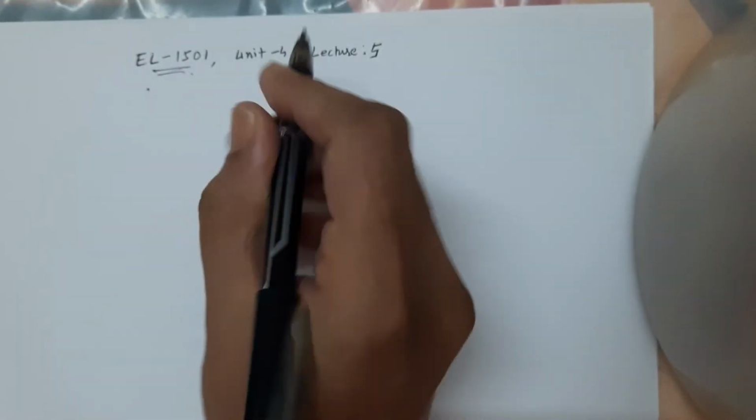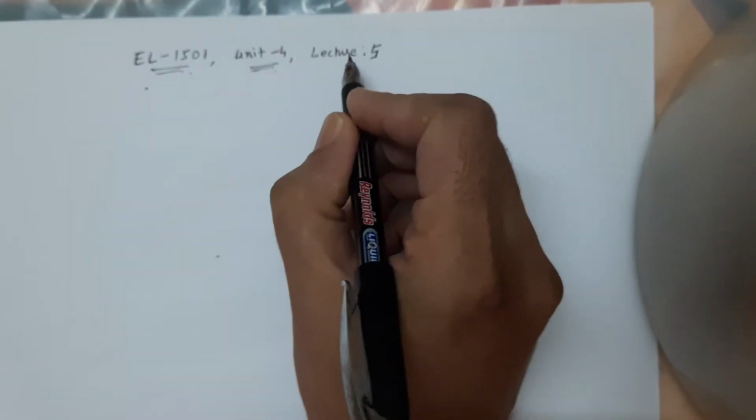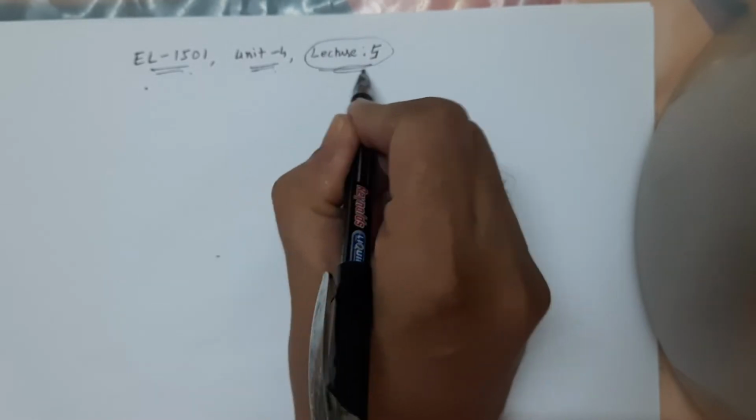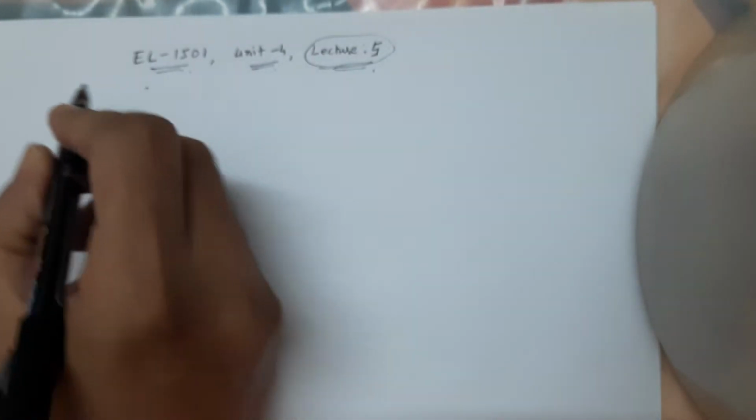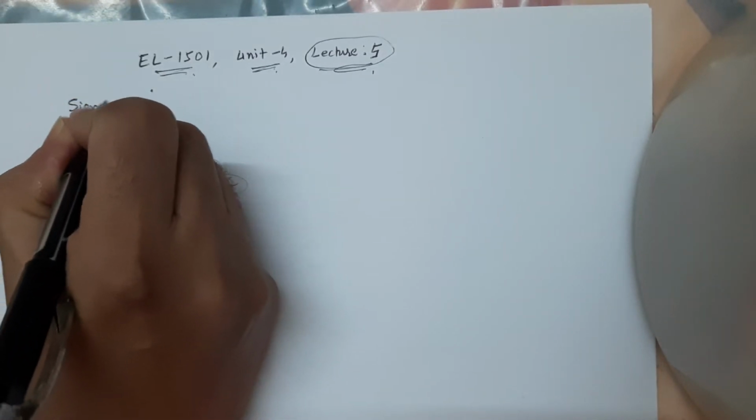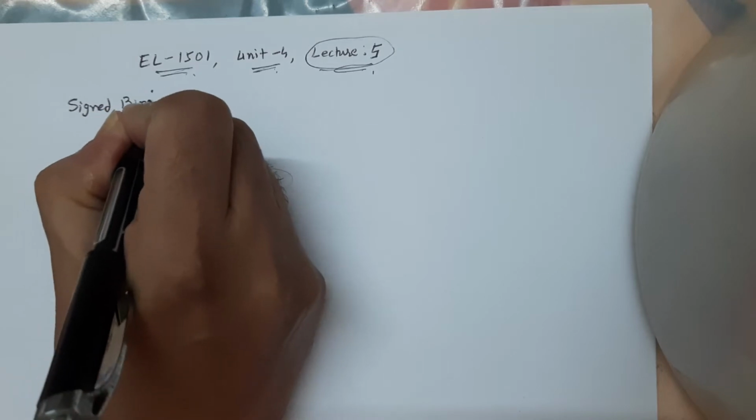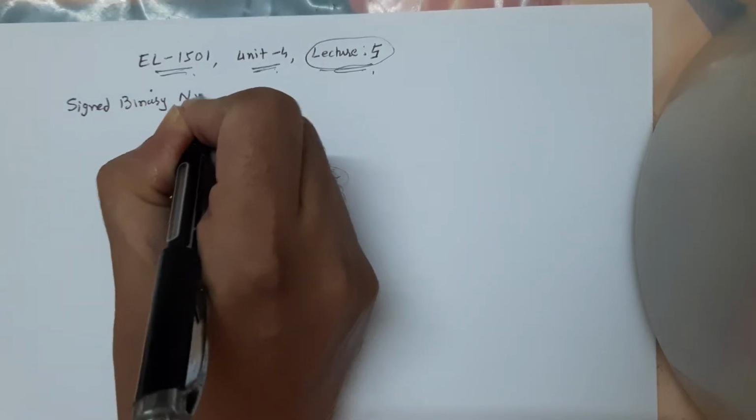Now we start paper number EL 1501 unit 4, and this is our lecture number 5. Signed binary number.